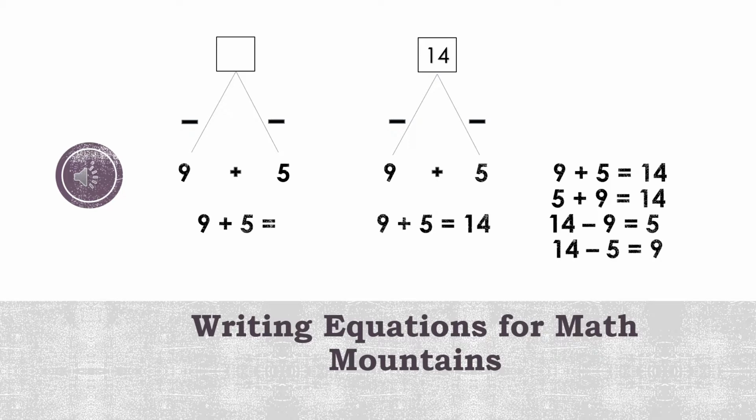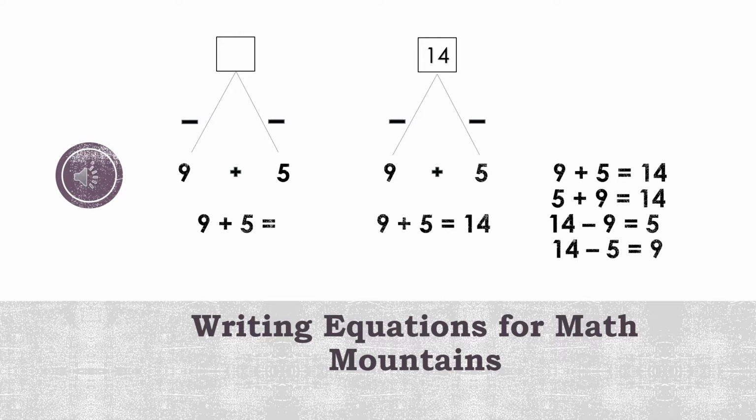They figure out if they have to add the 9 and 5. They go ahead and do that, and then they write the equation on the bottom, 9 plus 5 equals 14. The total, or sum, which is 14, goes on top of the math mountain.